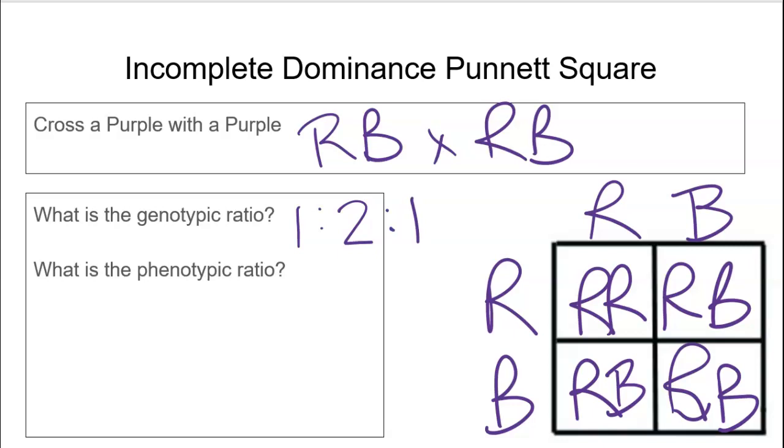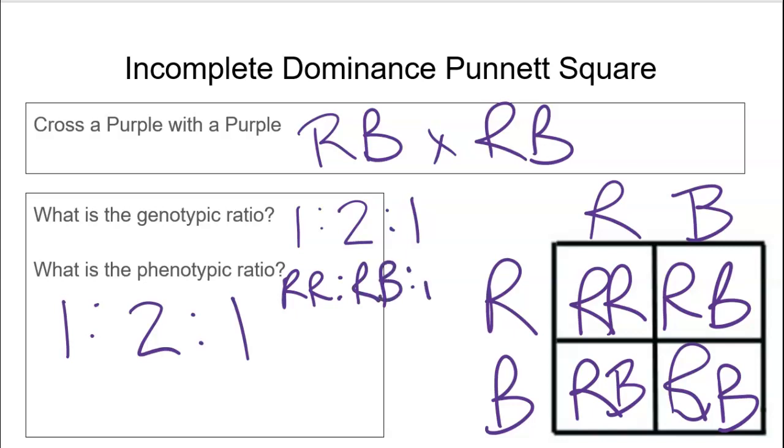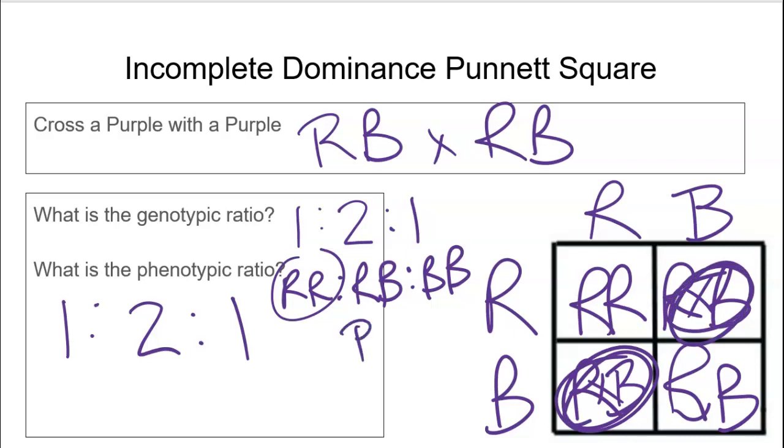This is just like classical Mendelian genetics. What's the phenotypic ratio? This is not like classical Mendelian genetics. This time we end up with 1 being red, 2 that are purple, and 1 that is blue. That's because it matches the genotype of RR to RB to BB. This one has to be red in color. This one, there's actually 2 of them, here and here. These are your purples. These are going to be purple in color.